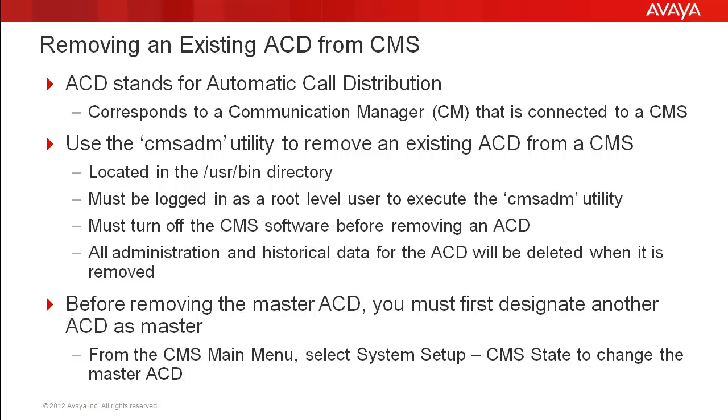You will use the CMS ADM utility to remove an existing ACD from a CMS system. This utility is located in the /user/bin directory. Also, you must be logged in as a root level user to run the CMS ADM utility. Before you can remove an ACD, you must first turn off the CMS software. This is also done via the CMS ADM utility.